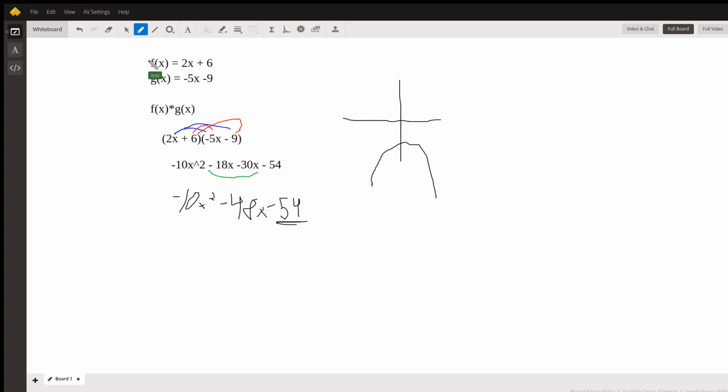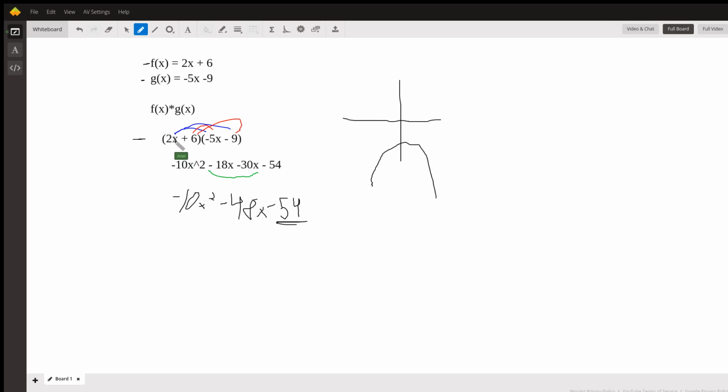So you gave us two equations that we have to multiply together. For f of x, we have 2x plus 6, and for our second function, g of x, we have negative 5x minus 9. And to multiply two functions together, we're just going to multiply them as they're given to us. And I've written that down here in this fourth line.